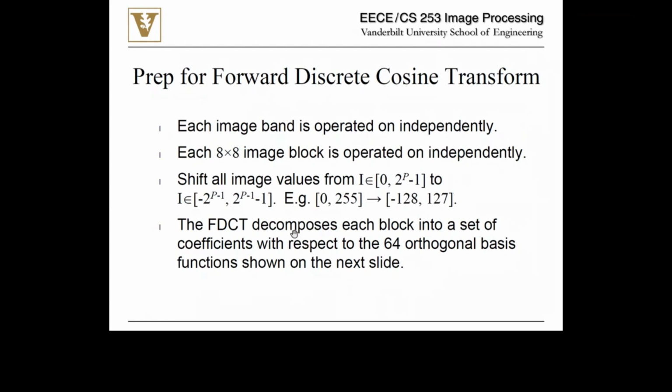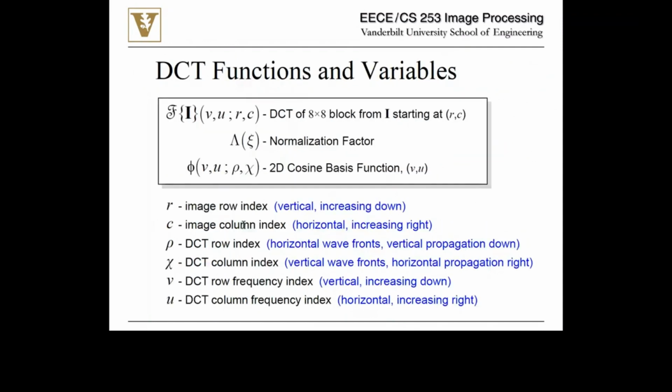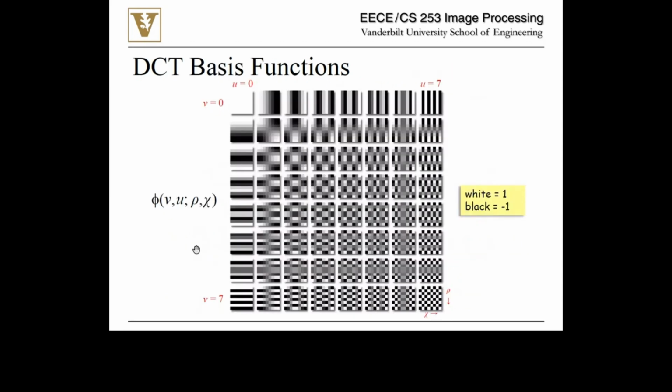And then you do the forward discrete cosine transform. The forward discrete cosine transform is something like the Fourier transform, only that instead of producing complex value coefficients, you produce real value coefficients. But you have the same concepts as we had before. So let's make a break here. The transform.